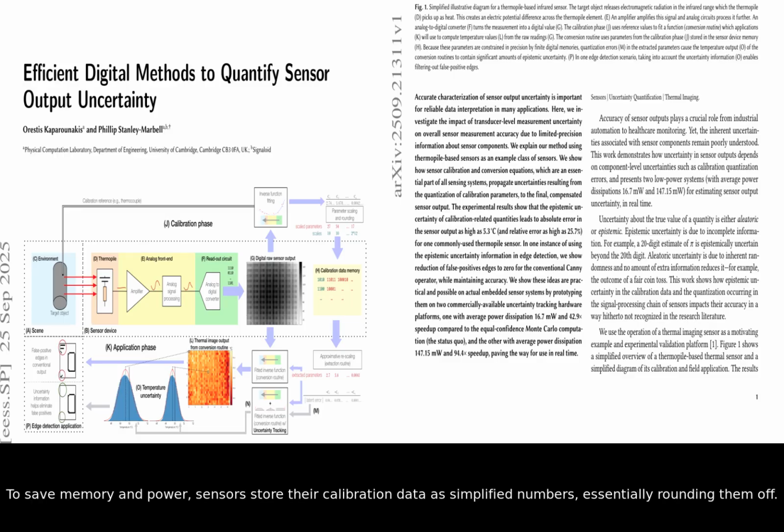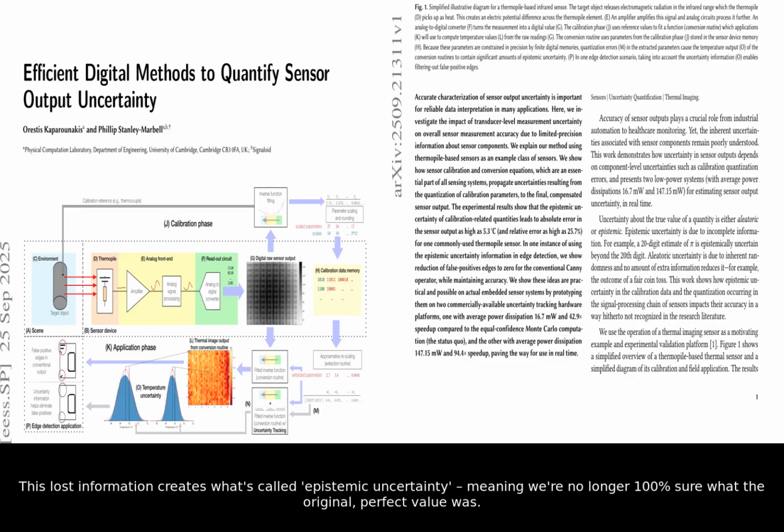To save memory and power, sensors store their calibration data as simplified numbers, essentially rounding them off. This rounding process, called quantization, loses a tiny bit of information. This lost information creates what's called epistemic uncertainty, meaning we're no longer 100% sure what the original, perfect value was.